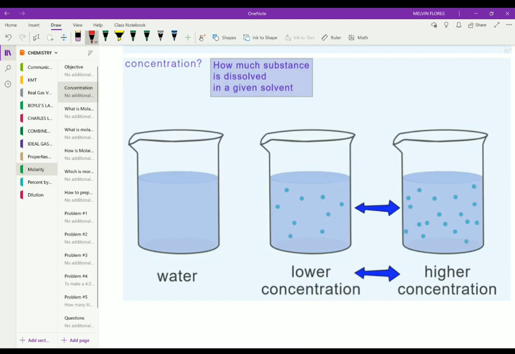If we have a lower concentration, of course, there's less solute added to the solvent. And if you have a greater concentration of sugar, we say that it is higher concentrated, because there are more particles of the sugar solute in the water. And that is how concentration is measured: how much of the substance is dissolved in a given amount of solvent. We'll be using this concentration in other ways of expressing concentrations of solutions.